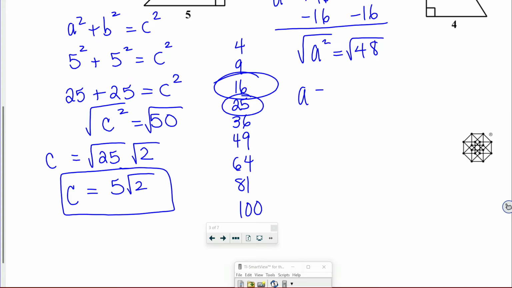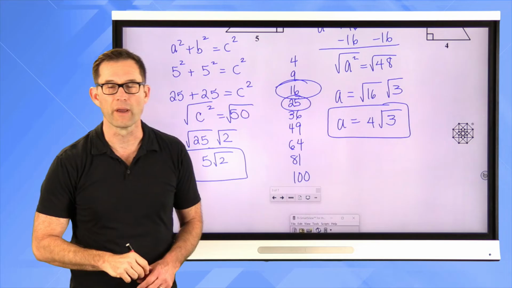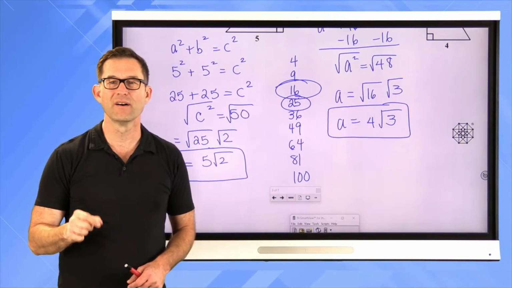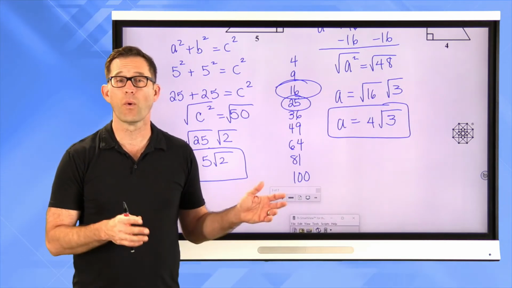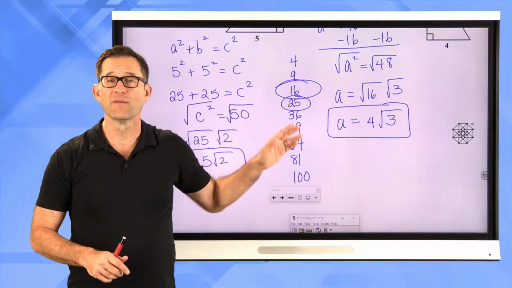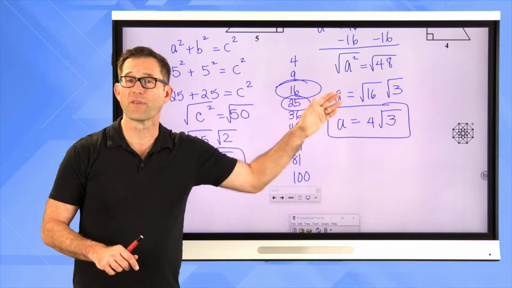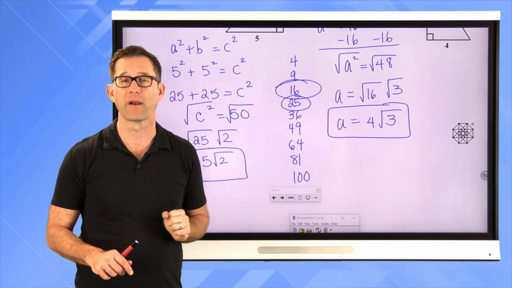So I can simplify this as the square root of 16 times the square root of 3, and then I'll take the square root of 16, which is 4, and the square root of 3 I can't do much with, so I'll just leave it as the square root of 3. All right, awesome. So simplifying square roots, you've got to do it on occasion. Just watch for that phrase, simplest radical form. Write down a list of your perfect squares, see what the largest one is that goes into the number you're taking the square root of, and break it down in this manner.